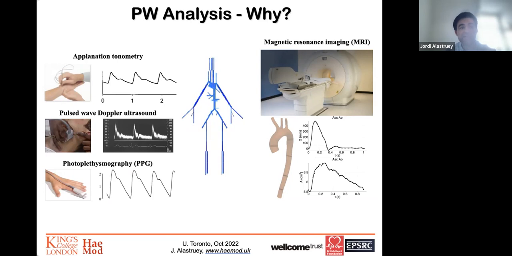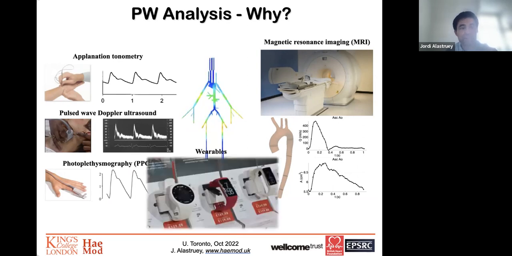And here you can see some examples of different clinical devices that can be used to acquire pulse wave signals in different positions of the body. And nowadays, there are also wearable devices that enable measurement of pulse wave in daily life and outside the clinic.